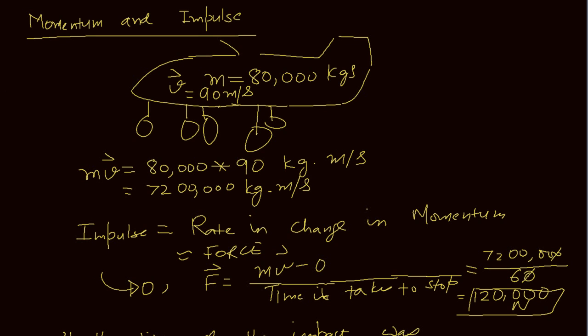So let me clean my blackboard. So the first topic is scalar and vector. So this is simple. Vector has magnitude and direction. Scalar has only magnitude. So this is vector and this is scalar.